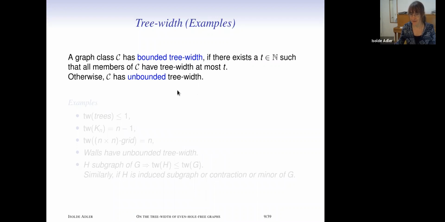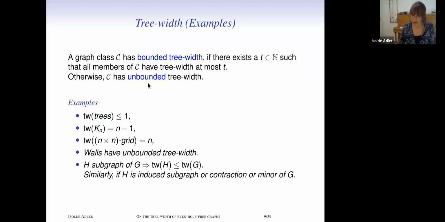And we say that a class of graphs, we're speaking about classes of graphs. So a class C of graphs has bounded tree width if there exists one universal upper bound again. So there exists a number T such that all members of the class have tree width at most T. And if C doesn't have bounded tree width, we say it has unbounded tree width. And some classical examples: trees have tree width at most 1. So the class of all trees has bounded tree width, bounded by 1.